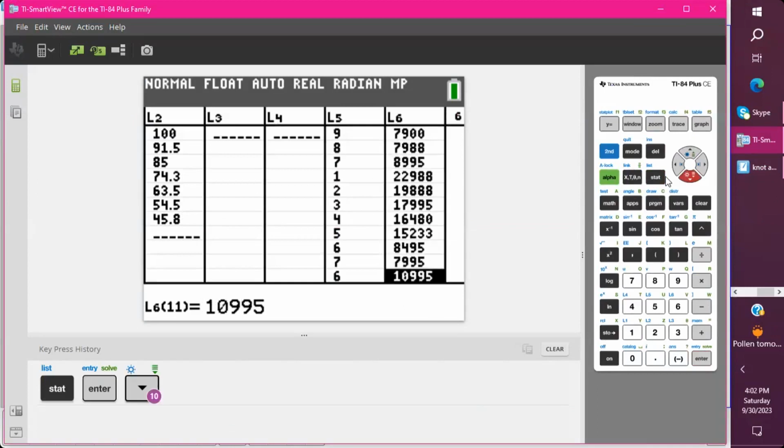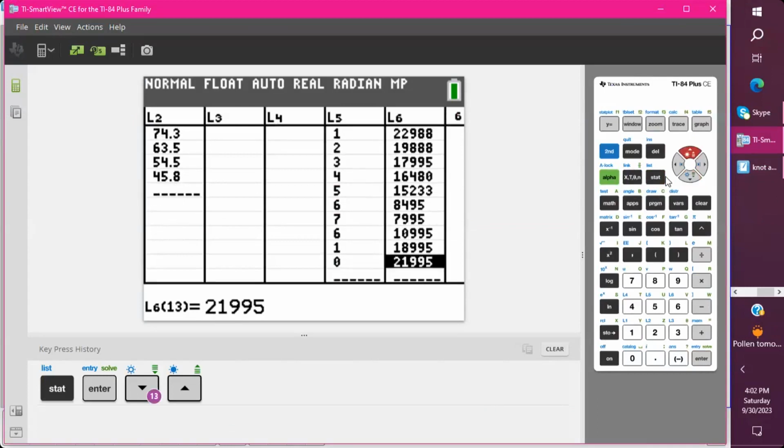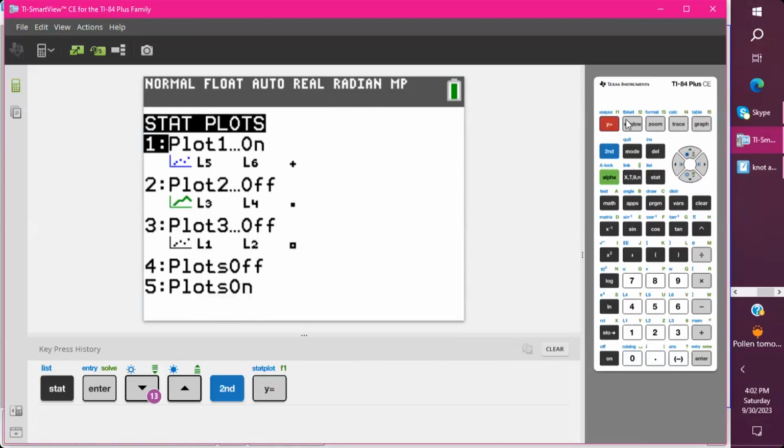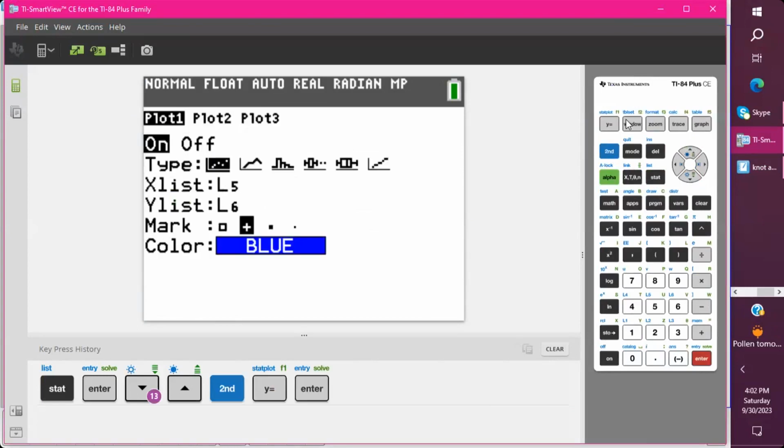And if I scroll down, you'll see I have that last entry of 0 with the 21,995 for the price of a brand new one. Again, if I go to my stat plot and make sure that my stat plot is on, I've got my X list as 5 and my Y list as 6.